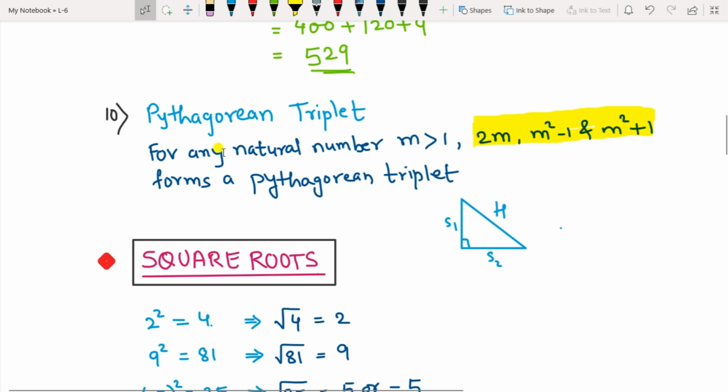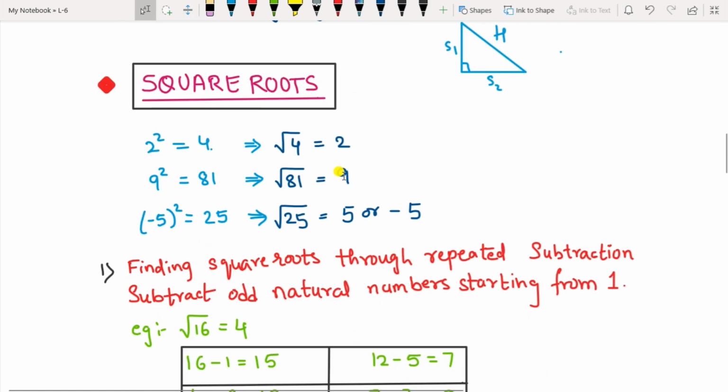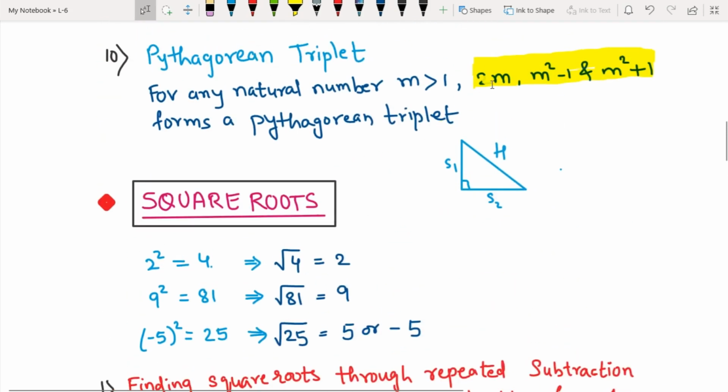Similarly, any natural number m greater than 1 forms a Pythagorean triplet. So any natural number can be used here. Substituting the value of m in these three expressions, you can get the Pythagorean triplet. Suppose in this one m is 3, so you put m equal to 3, so you get 2 times 3 is 6, then 3 square is 9, 9 minus 1 is 8, and 3 square is 9, 9 plus 1 is 10. So you get 6, 8 and 10. So 6, 8 and 10 are the Pythagorean triplet.